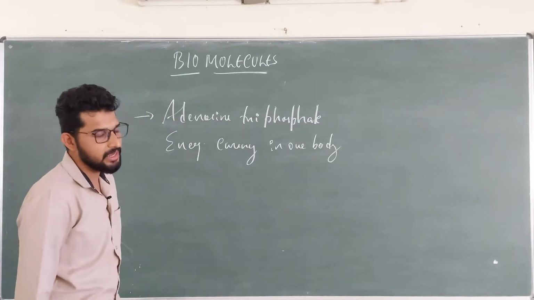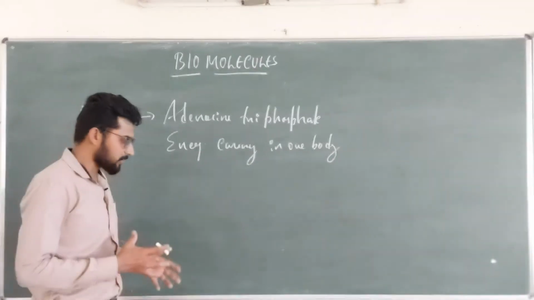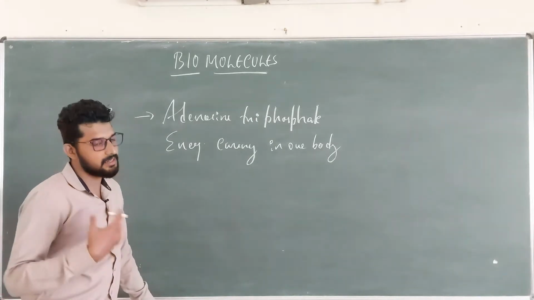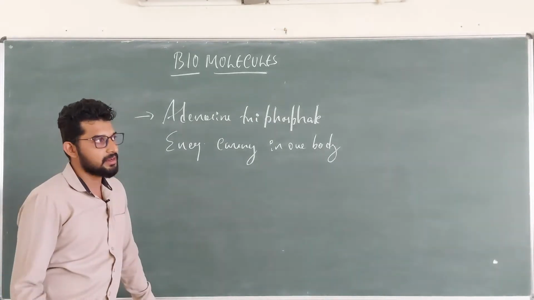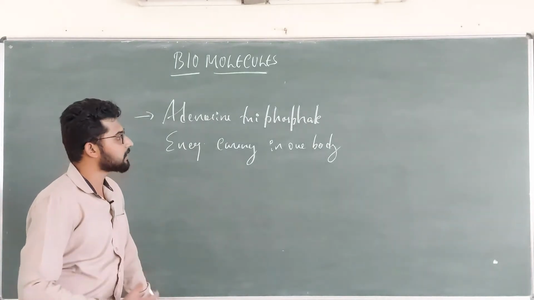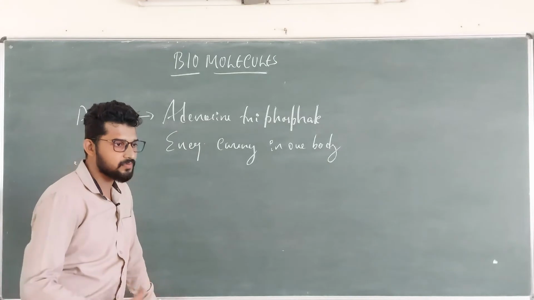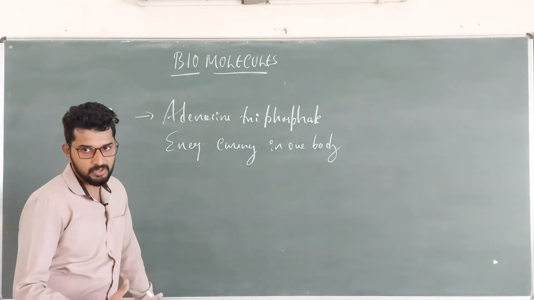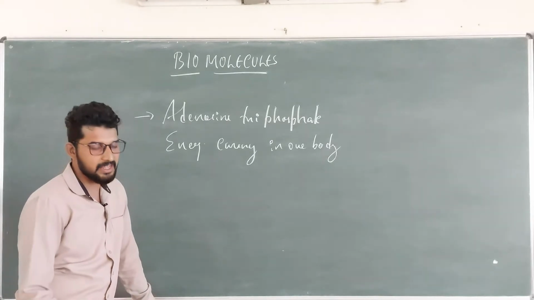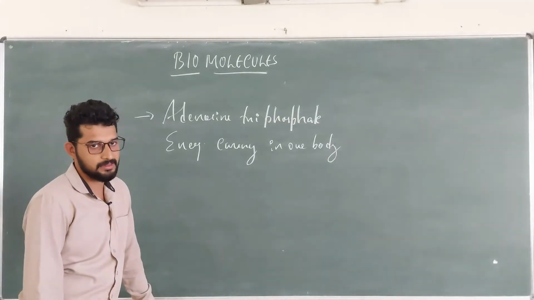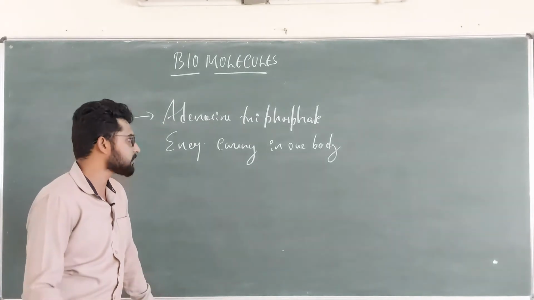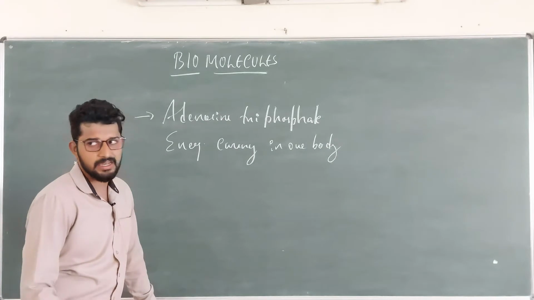So the body stores whatever energy components are required, and when the need comes, the stored material undergoes catabolism and releases energy. That release of energy will be utilized by the body. That is about the anabolic pathway as well as the catabolic pathway. In case of emergency, the stored food material, the stored chemicals, will be converted into simpler ones. Because of the catabolism, energy is released, and that energy is utilized by the body to escape from the emergency. That is the story. ATP is an energy currency in our body.